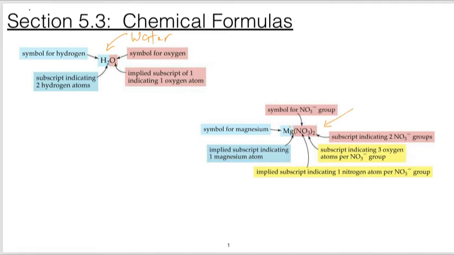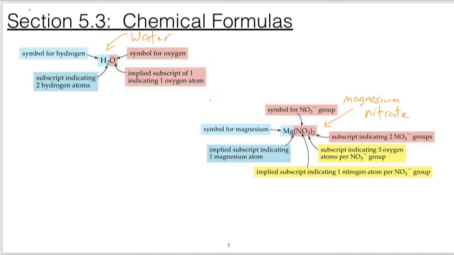So the first element is magnesium, and then this NO3 group is referred to as a polyatomic ion. We're going to see that in a few videos from now. It's known as nitrate. So when I name this one, it's going to be magnesium nitrate. The details of naming this, we'll see later. I just wanted to get a couple names out of the way.